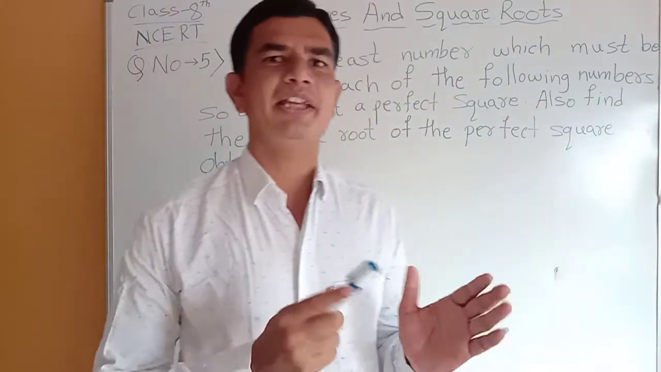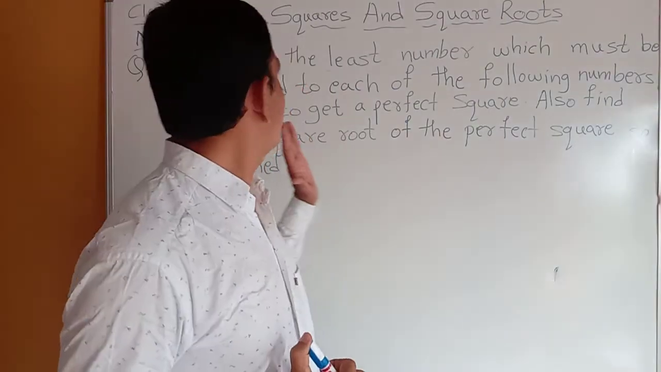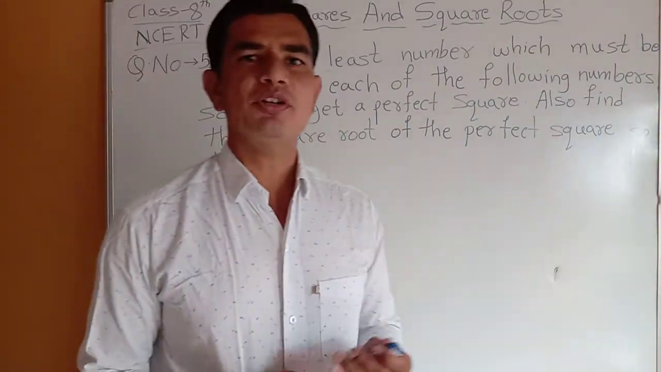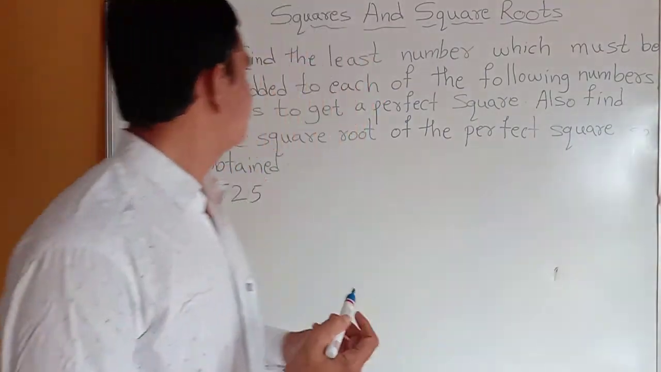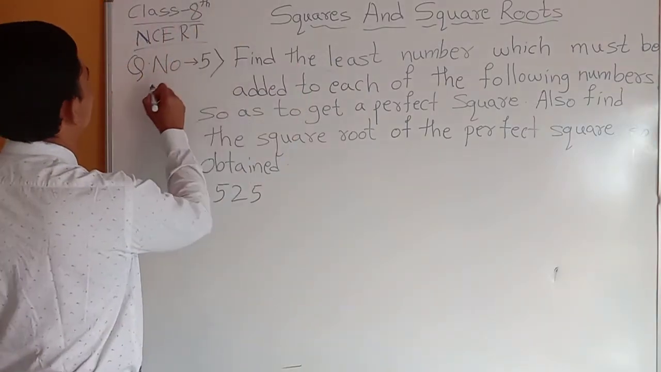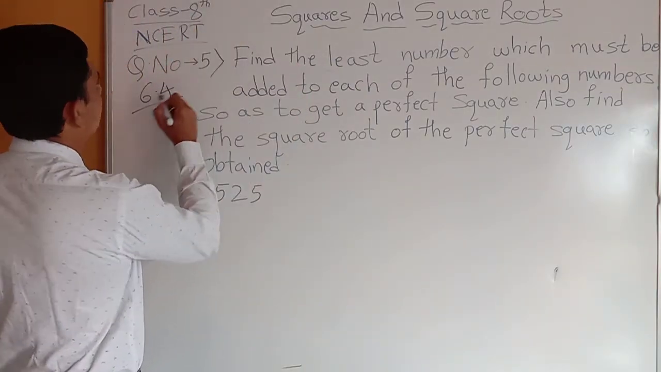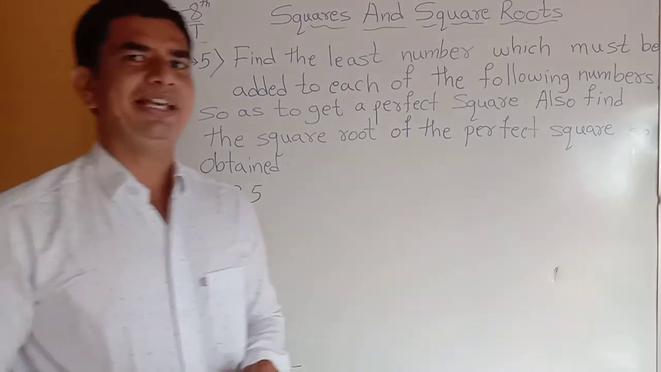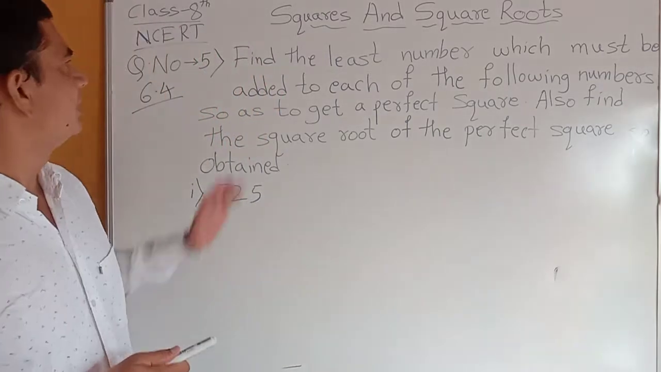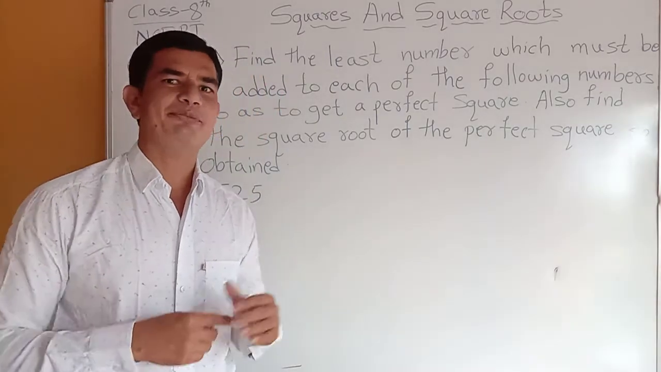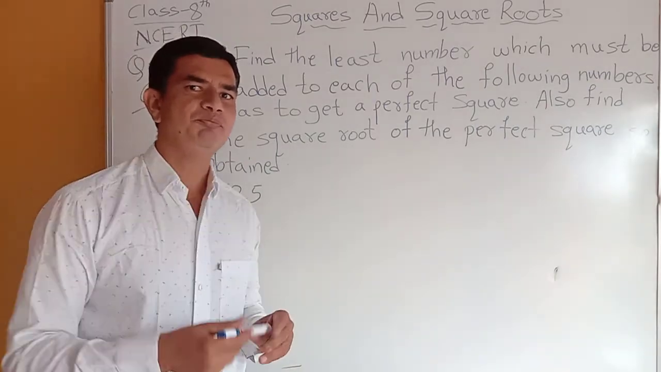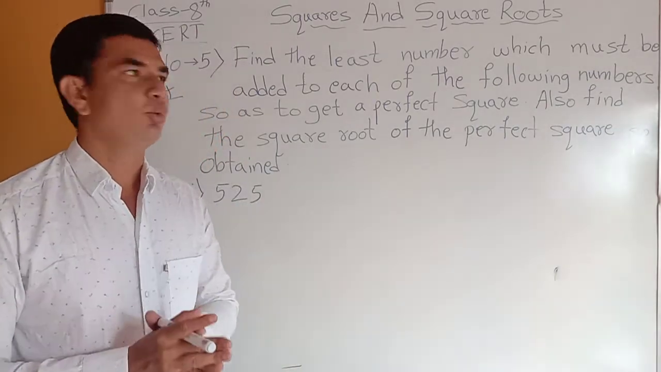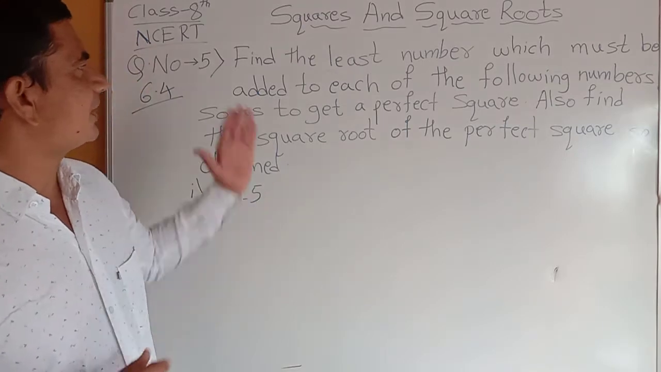This is Sunil Naik. In this video, I will explain exercise 6.4, question number 5, in Squares and Square Roots. Already I have explained question numbers 1, 2, 3, 4. So in this video, I will explain question number 5. Let us see the question.